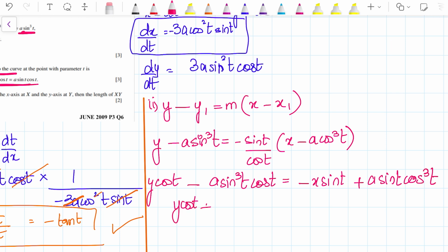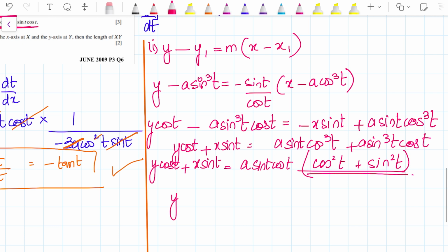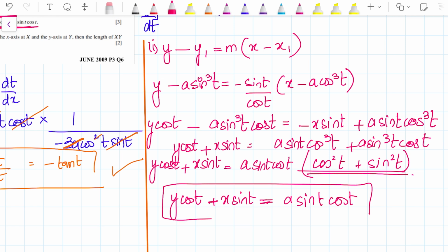Y cos t plus x sine t equals a sine t cos cube t plus a sine cube t cos t. Let's take sine t and cos t common, and a as well. We are left with cos square t plus sine square t. This becomes 1. And that's all that we need to prove, because cos square plus sine square is 1.